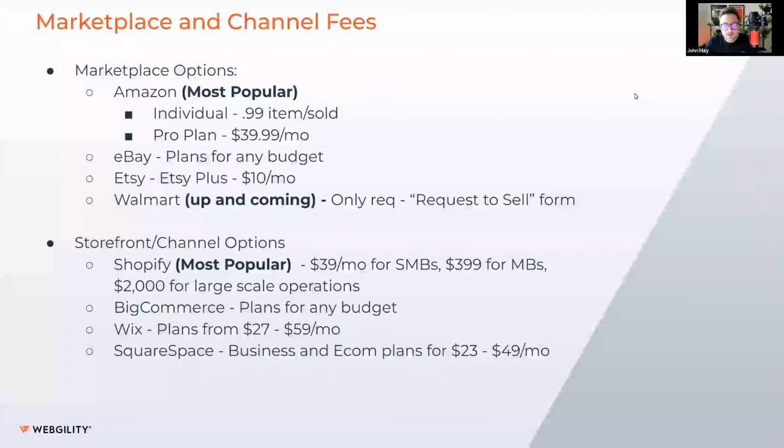BigCommerce is another competitor in the space and offers plans for any budget. BigCommerce and WooCommerce are very similar in that they have a similar market share. And then Wix is another one that is a little more budget friendly, between $27 and $59 a month, with Squarespace being pretty similar in terms of pricing, with business and e-commerce plans between $30 and $49 a month.